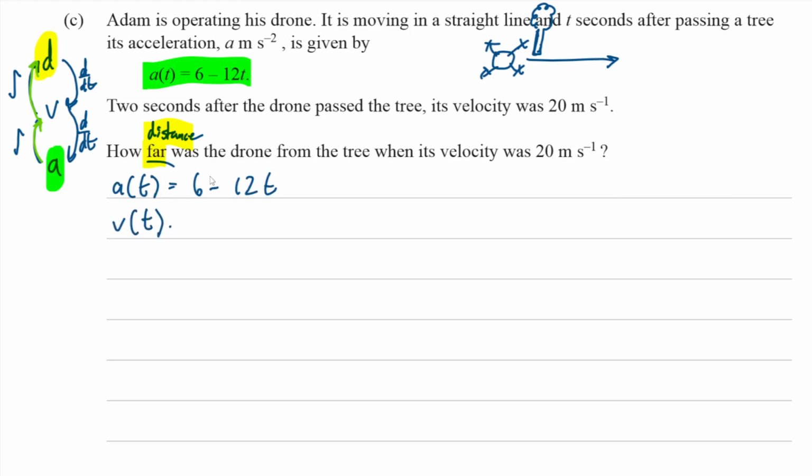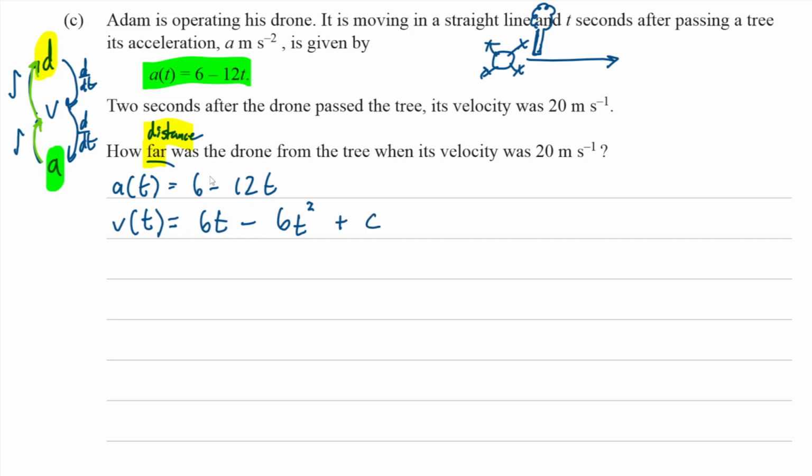The speed equation is the antiderivative of acceleration. So the antiderivative of 6 is 6t. The antiderivative of minus 12t is minus 12t, but we raise the power by 1 to become squared, and we divide by that new power, 2. And I'll just simplify that in one step. So 12 divided by 2 gives 6. Alright, have we taken the antiderivative of acceleration?